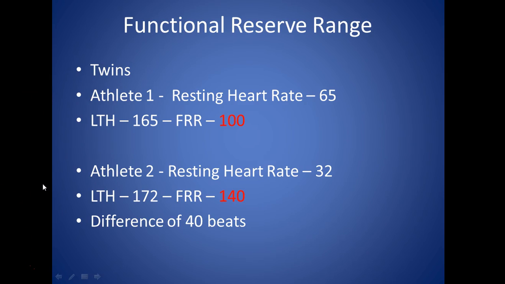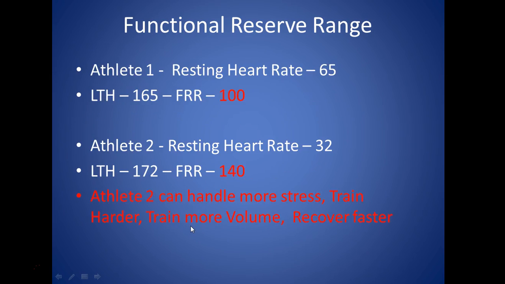So let me give you this example. I call this the functional reserve range. Basically, I have two twins. One athlete has a resting heart rate of 65, let's say. His lactate threshold is 165. So his functional reserve range is roughly 100. You just subtract between these two numbers. Now, his twin has a resting heart rate of 32. And then you have a lactate threshold maybe a little higher because he's in a little better shape, and you have a functional reserve range of 140 heartbeats. So the difference is roughly 40 beats per minute.